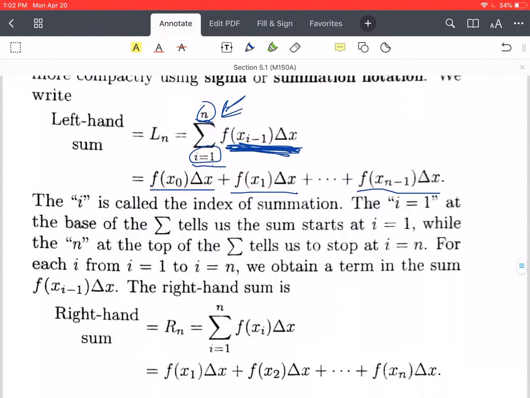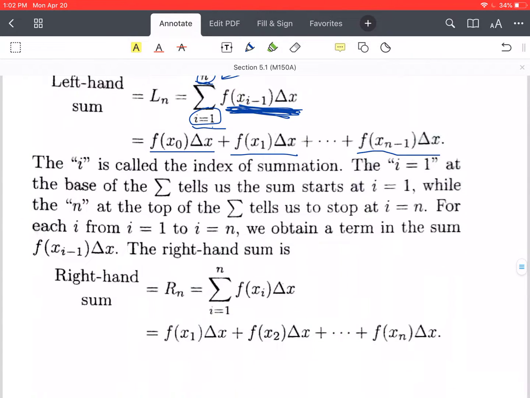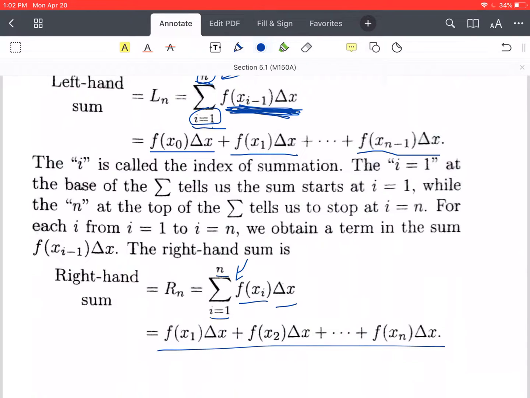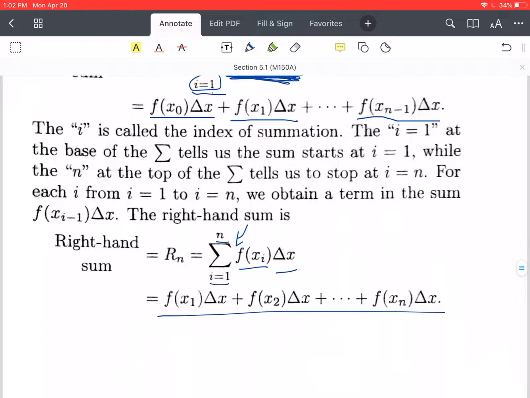So, same thing for the right-hand sum. You see here i going from 1 to n of f of x sub i delta x. So that's using all the right-hand endpoints. Add up all of those terms, and that gives you the area under the curve. So if we were to take the limit of these right-hand sums and left-hand sums, that would give us the exact area under the curve.